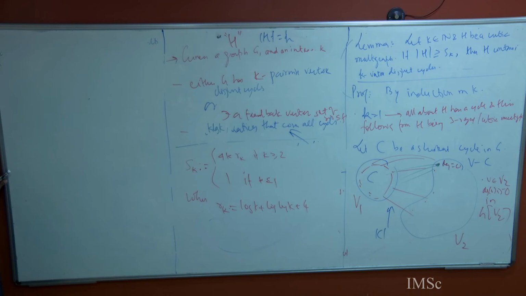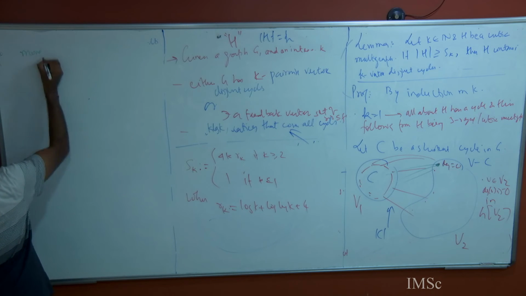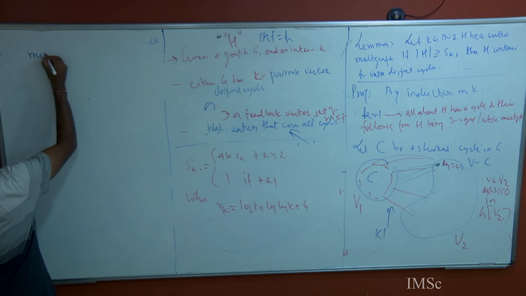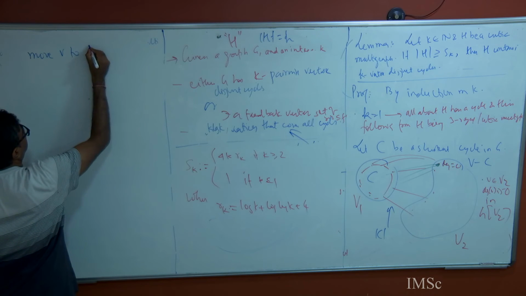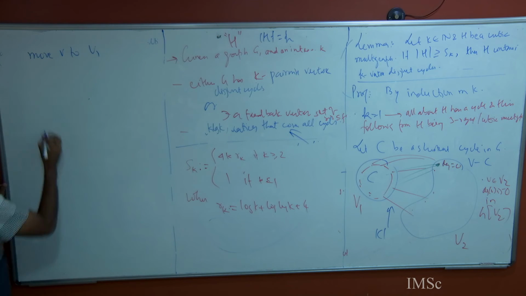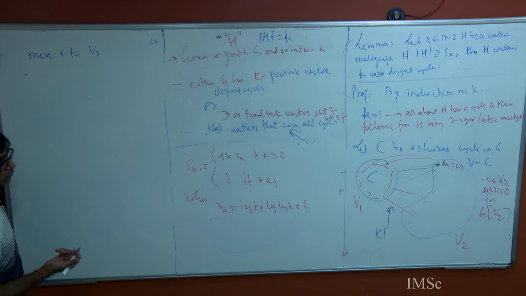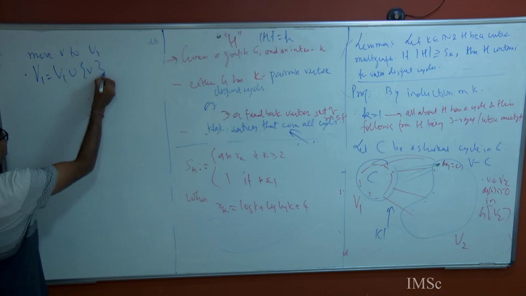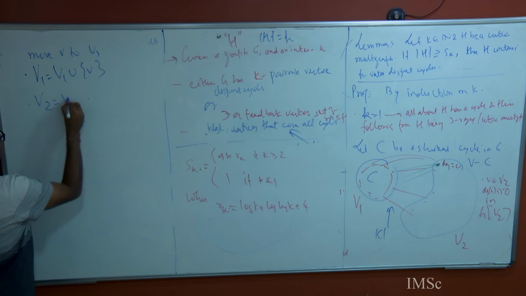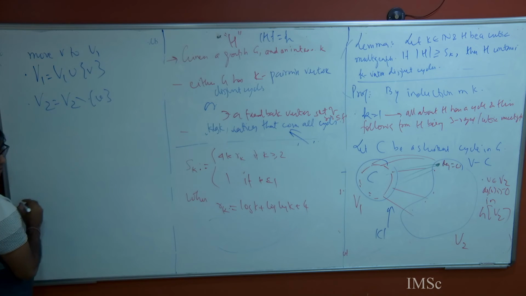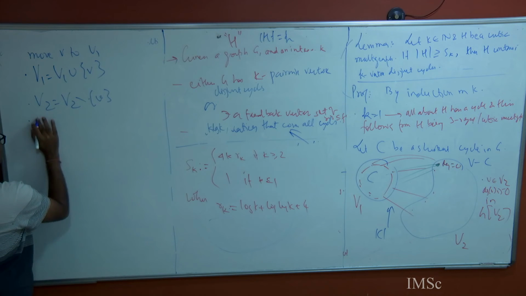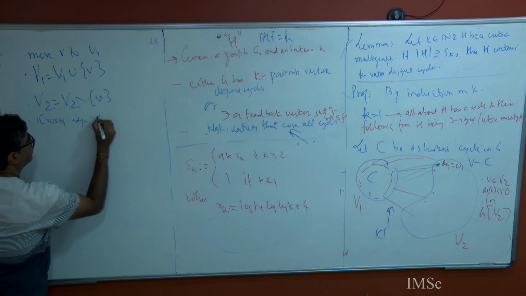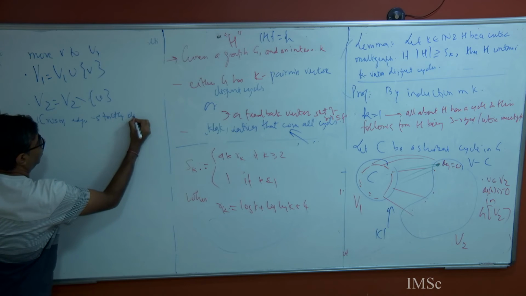So, move V to V1. What happens now? V1 becomes V1 union V, and V2 becomes V2 minus V. And what else happens? The number of crossing edges strictly decreases. That's great.